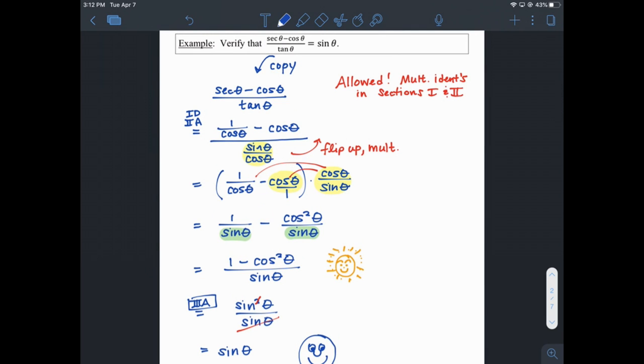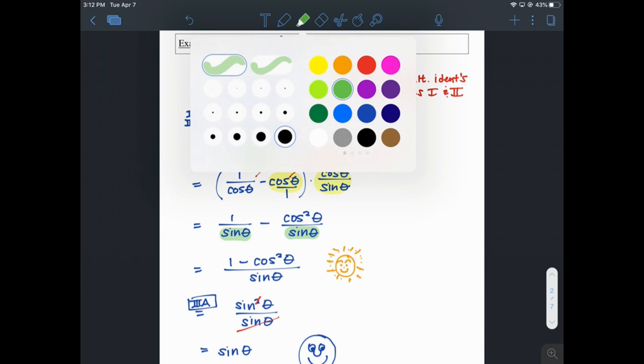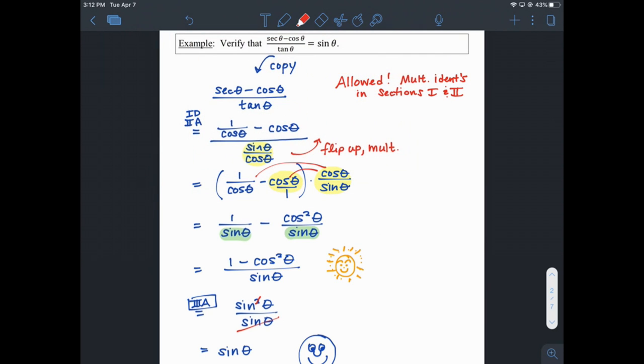But I really didn't use any tricks that I didn't outline yesterday. So let's just kind of step through one part at a time. So step 1, I changed to sines and cosines. I gave you guys that trick yesterday. That's my first trig trick. Change everything to sines and cosines.